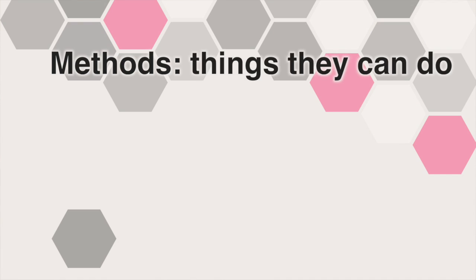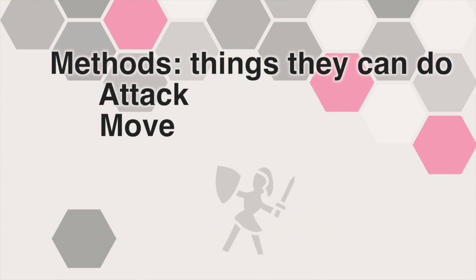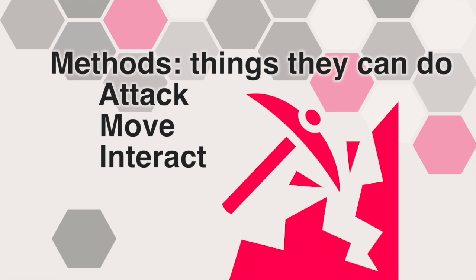Methods are the things that they can do. A hero can attack the bad guys. They can move around the screen. They can maybe interact with the environment, maybe pick stuff up.